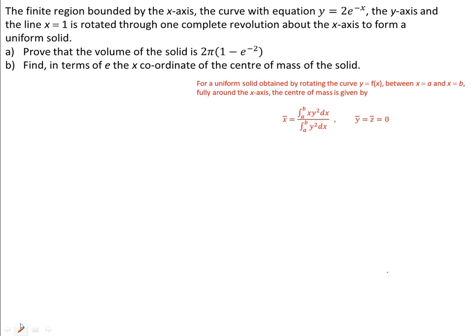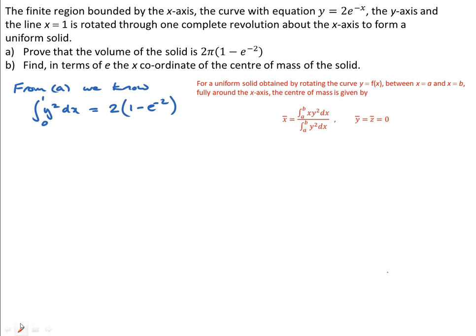Now in part A we found out that the volume of the solid of revolution was 2 pi times 1 minus e to the minus 2, and the volume of a solid of revolution is simply pi times the integral of y squared dx. So from part A we know that the integral of y squared dx is 2 lots of 1 minus e to the minus 2. So we don't need to do any more integration at all for the denominator of the fraction.